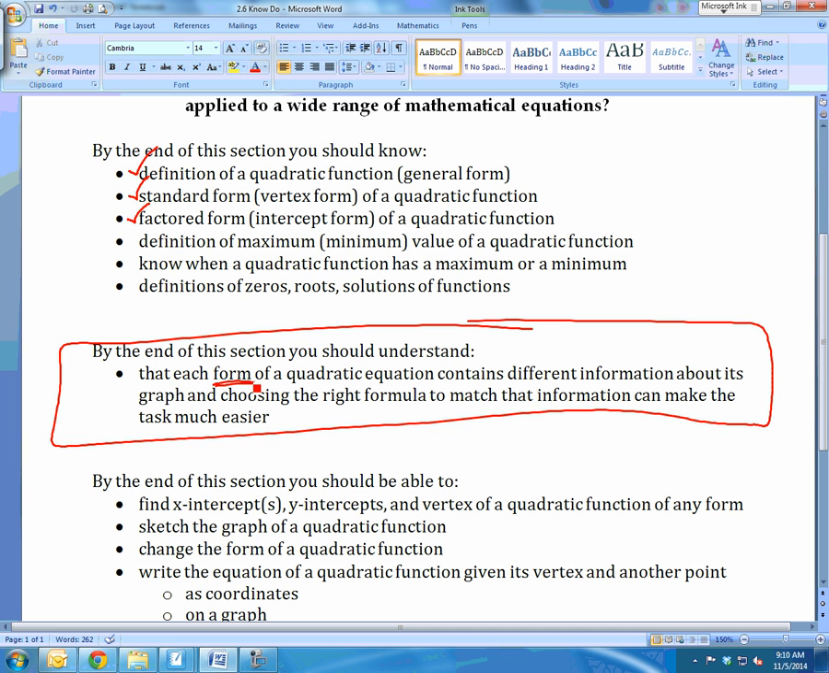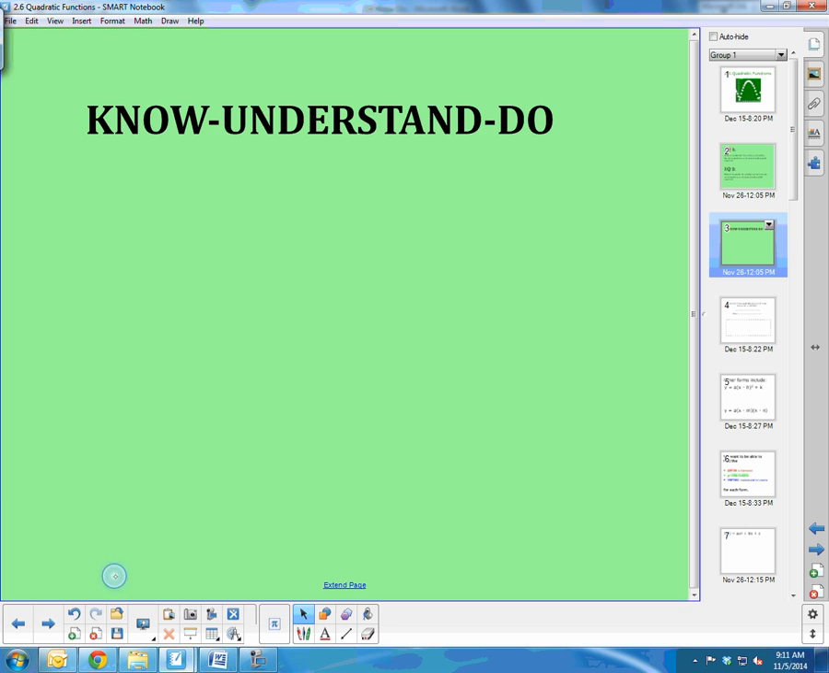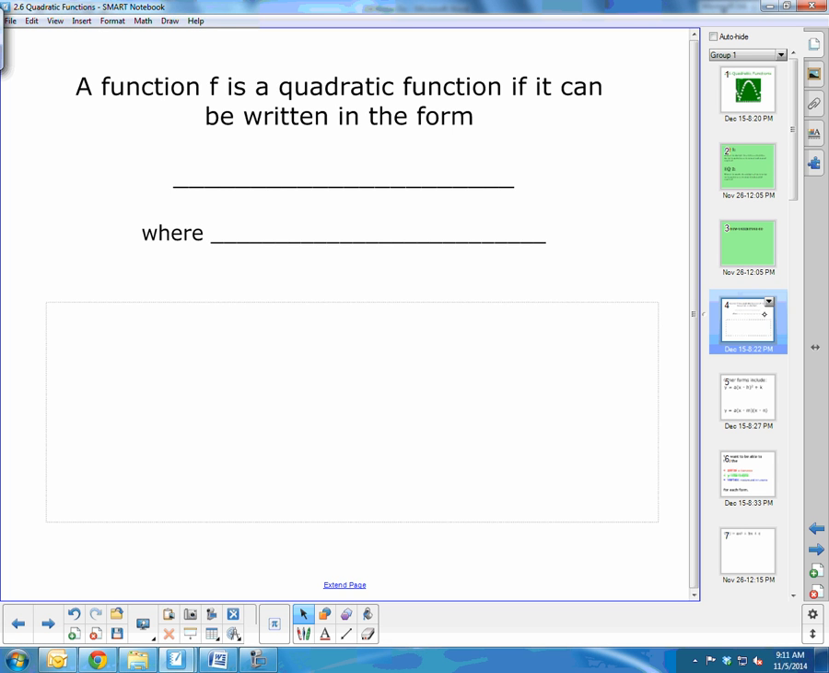Just like with our linear equations, each form has its pros and cons, advantages and disadvantages, and the same thing is true for quadratics. If you only know one form, you are going to create more work for yourself and sometimes be quite limited. So we want to become masters of all the different forms. All right, so the first thing is going to be the definition of what a quadratic function is.